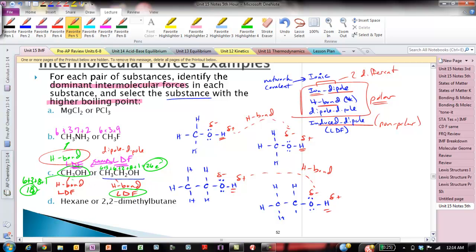So if you go look up methanol, and I think we did them on one of our pages, methanol versus ethanol, methanol will have a lower boiling point. I think it's somewhere around 56, where ethanol is somewhere around 78. So this one's going to have the higher boiling point.